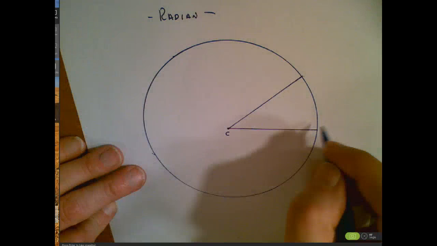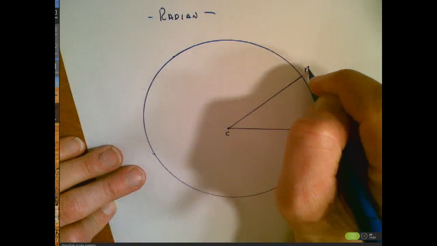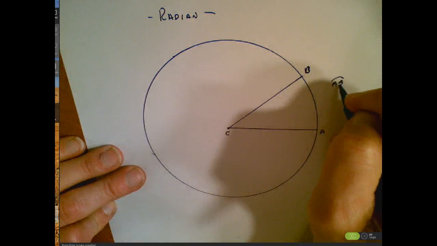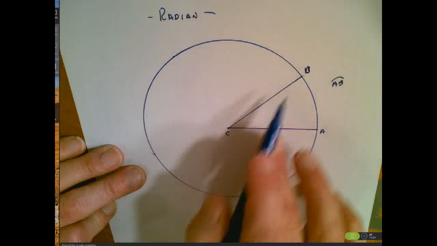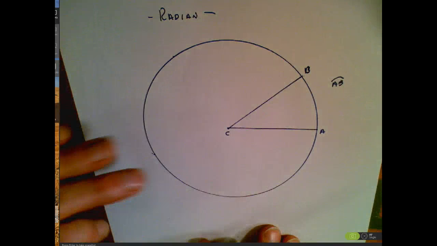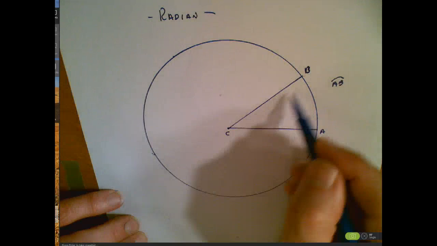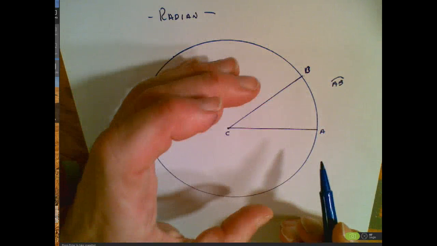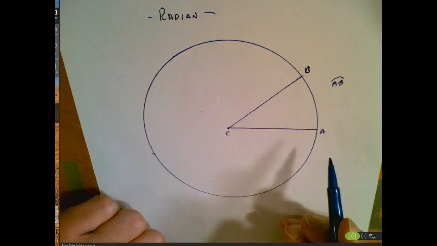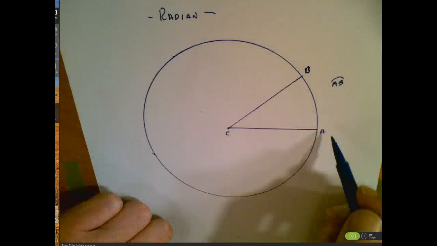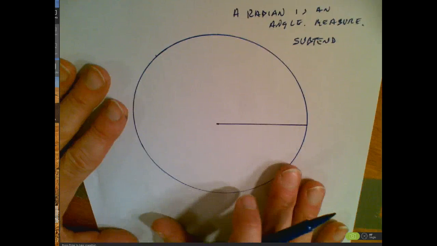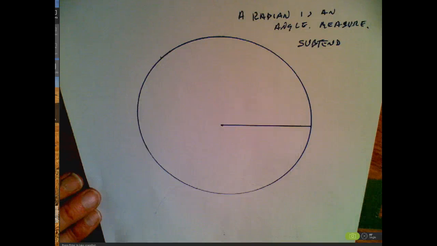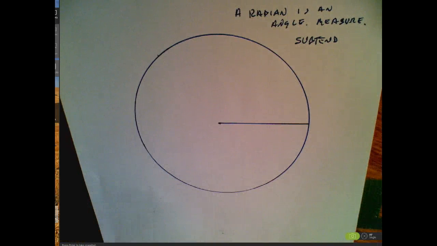Okay, so let's label it. Label this A, label this B. Arc AB is subtended by angle BCA. It's kind of like it chops out that part of the circle. So this angle subtends this arc. Pretend it's a Pac-Man. What did the Pac-Man do? It subtended that arc. It like ate that arc. So that arc is the one that's subtended. So let's go back to radians. You've got to know about subtend, because a radian is an angle measure that subtends an arc.